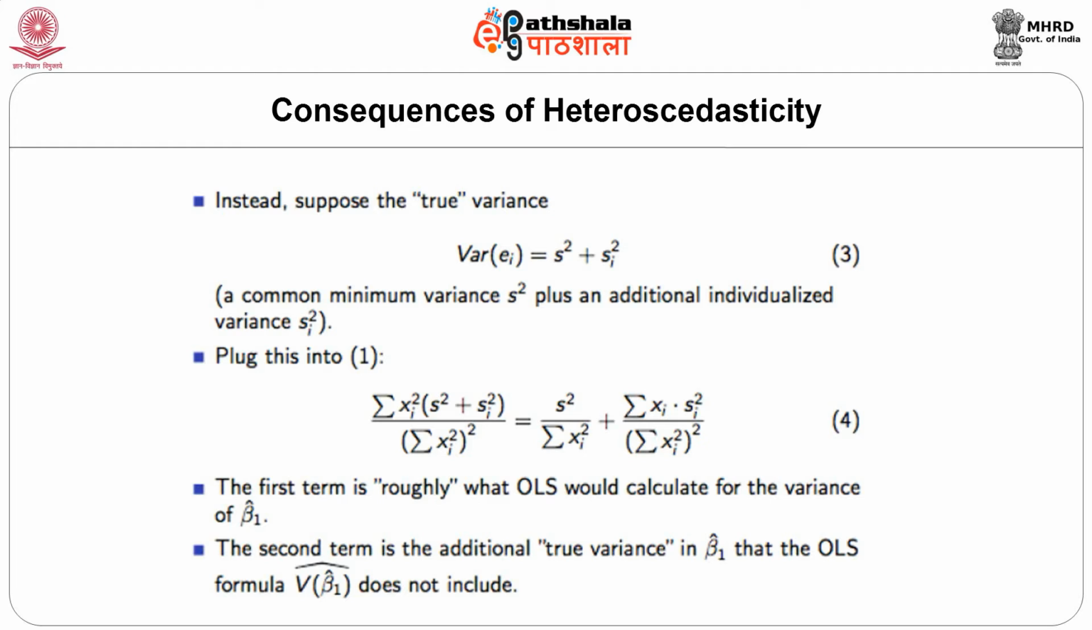The first term here is roughly what OLS would calculate for the variance of beta 1 hat. The second term is the additional true variance in beta 1 hat that the ordinary least square formula for variance of beta 1 hat does not include.